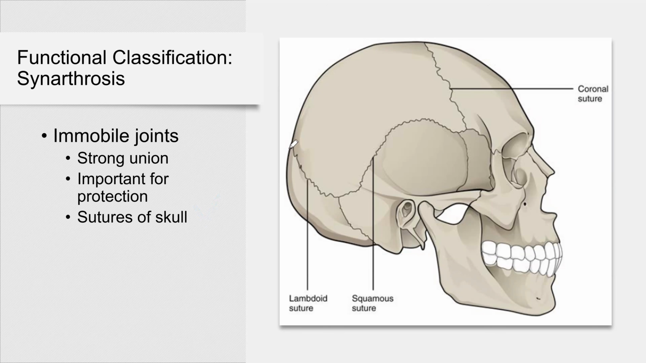So if you see here, lambdoid suture right there, you see squamous suture, you see coronal suture, right? So those are our fibrous joints, right? Because there is a fibrous connective tissue between two bones. So that's our structural classification. And those sutures are synarthroses. That means there is no movement between bones.